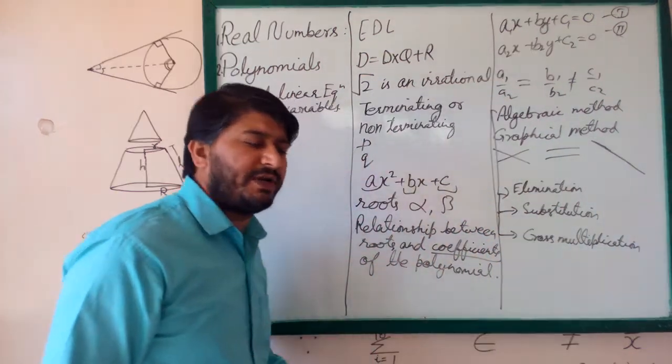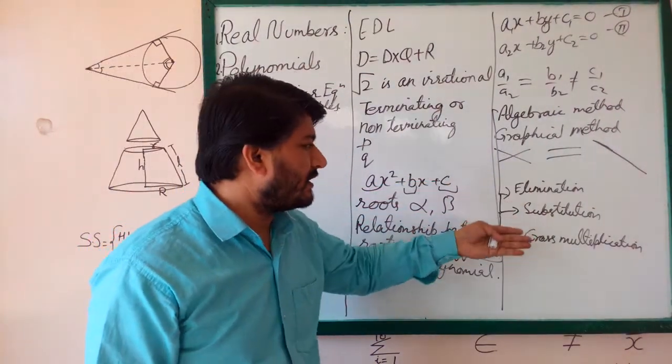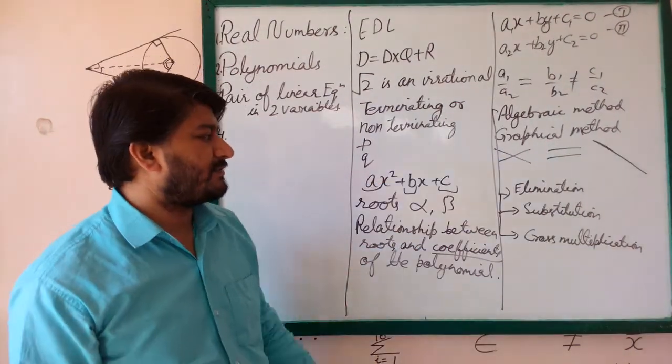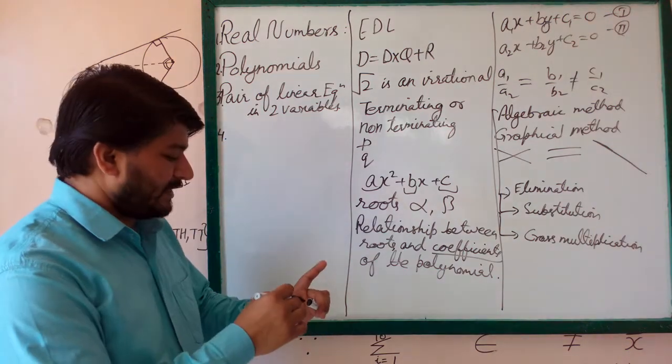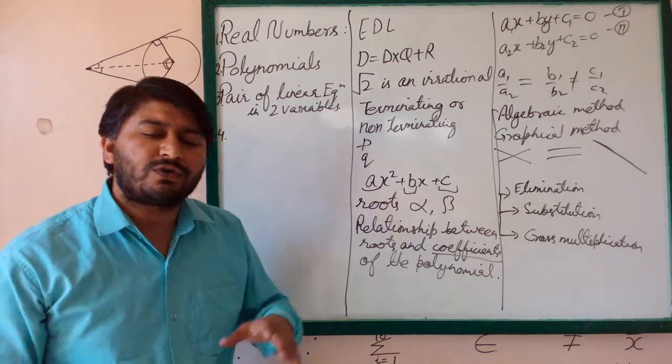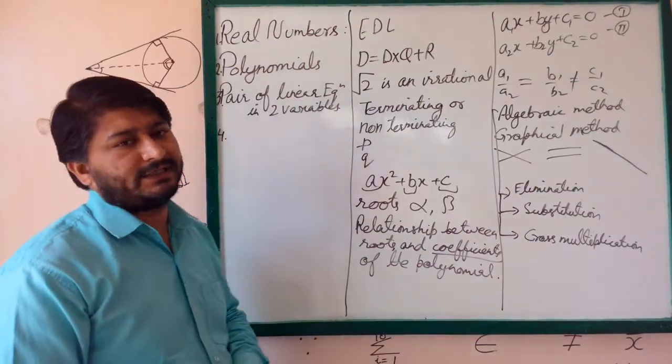Method of solving pair of linear equations: there is no such sequence. You can say that substitution is first, second, and all that. So this was about the third chapter, that is pair of linear equations in two variables. Of course, we will be doing some statement sums on this chapter also.